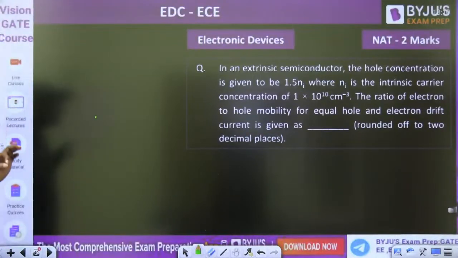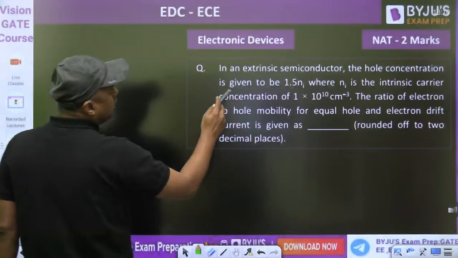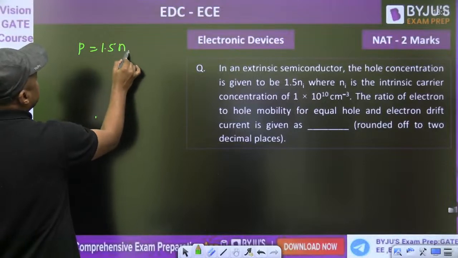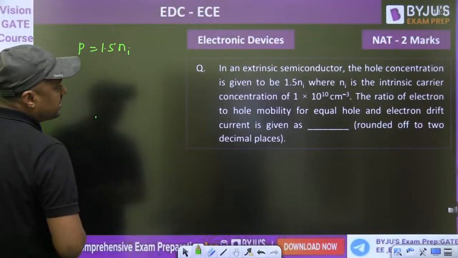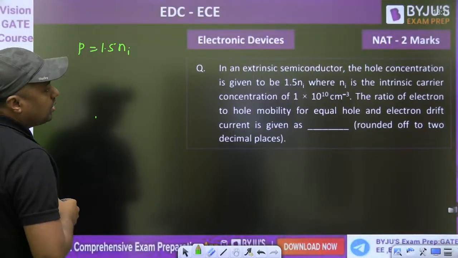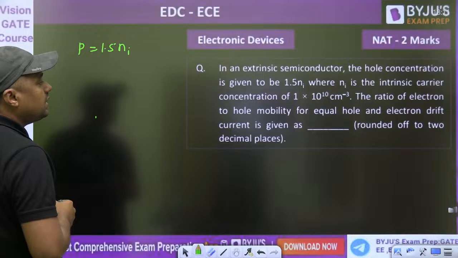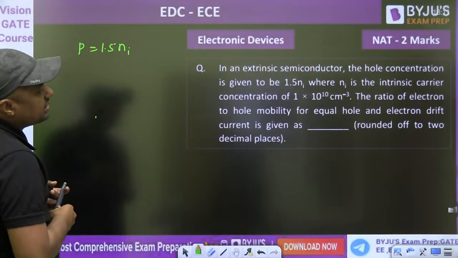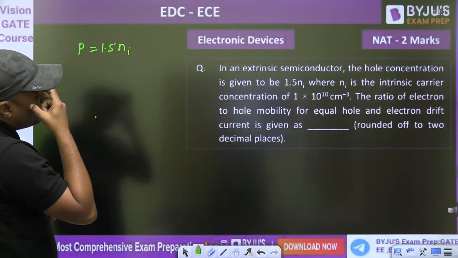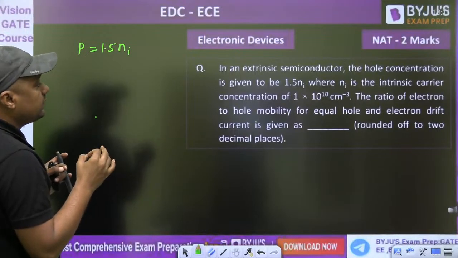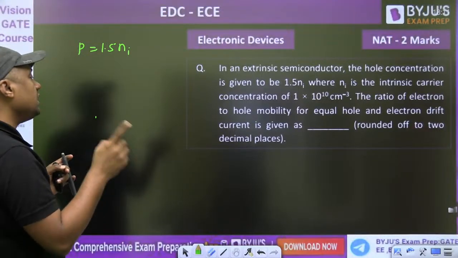Now, two more questions. In an intrinsic semiconductor, the hole concentration is given to be, this is a very, very easy one, 1.5 Ni, where Ni is the intrinsic carrier concentration of 10 to the power 10. The ratio of the electron to hole mobility for equal hole and electron drift current is given as?